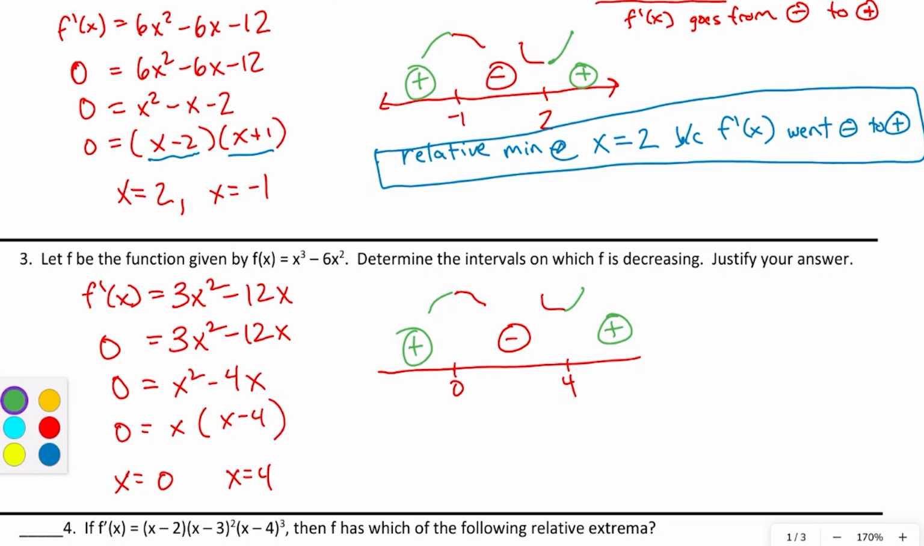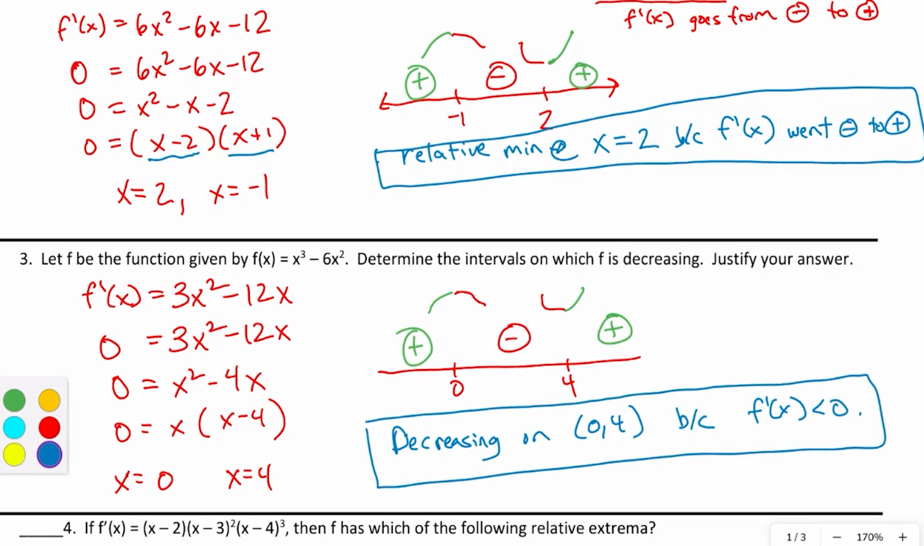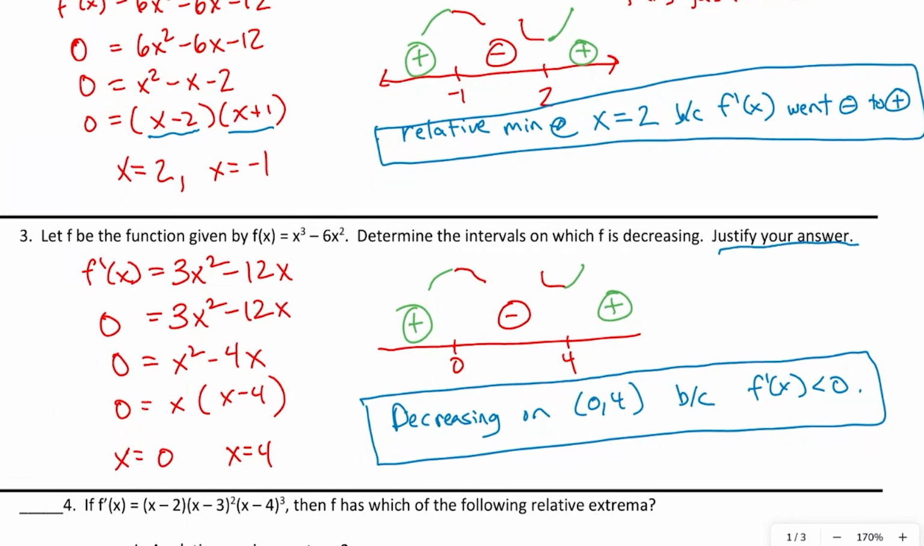But this is just asking for which intervals the function is decreasing. And we can see that it's decreasing on the interval 0 to 4. And we know it's on 0 to 4 because the derivative is negative. I'm going to put that little justification on every single answer here. Even if it doesn't ask me to specifically justify my answer, it'll be a good habit to be in so that you don't forget to do it. And also so that you are comfortable with telling me how you know what these answers are.